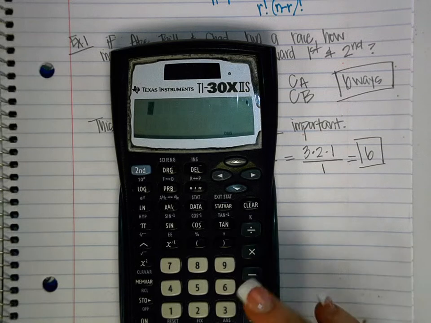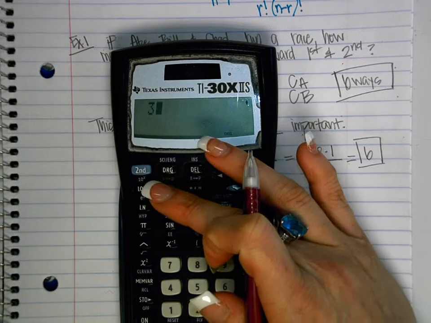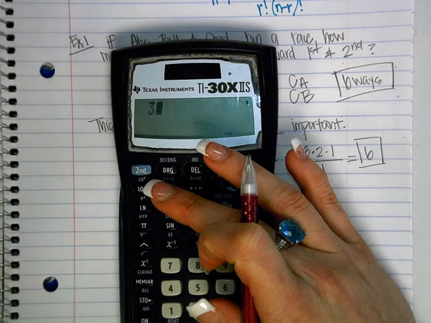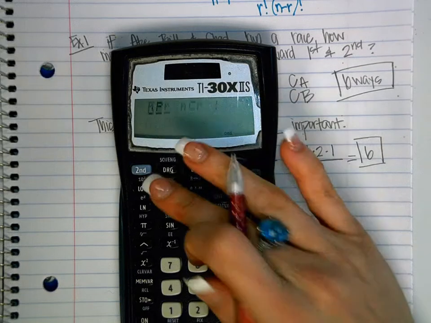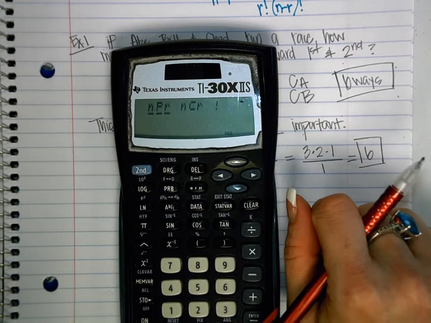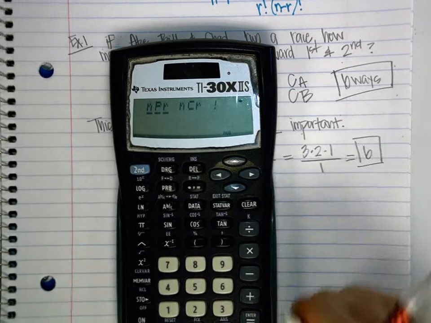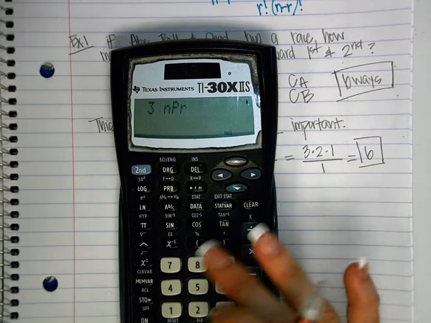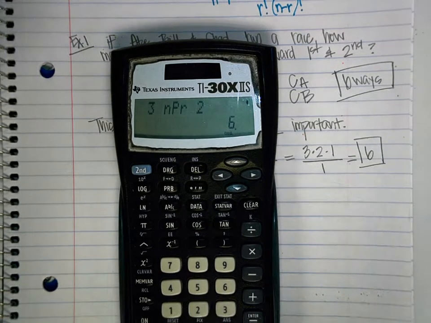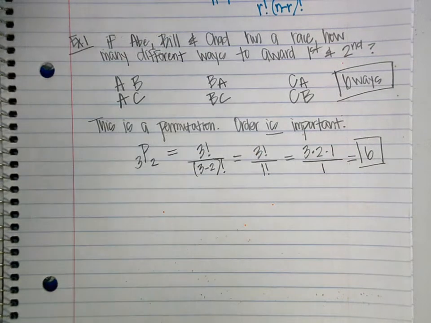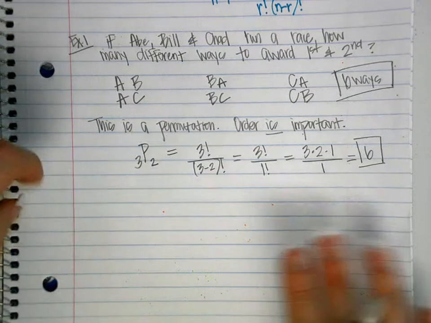The way you do this is you put in 3. All of my probability and statistics buttons are under PRB. You can see under there is NPR, NCR, and factorial. We're doing permutation, so 3 NPR 2, and that would give you 6. So you can use a calculator on here if you have one.